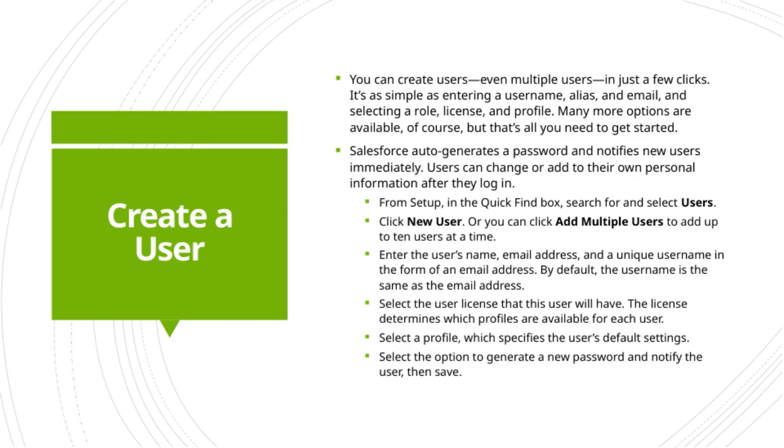When entering user details, you'll input the user's name, email address, and a unique username, usually the same as their email address. Next, you'll choose the user license, which determines what profiles are available for that user. Then, select a profile to set their default settings. Finally, you'll select the option to generate a new password and notify the user, then click Save. This process makes onboarding new users straightforward and efficient, helping ensure everyone has the access they need to get started.